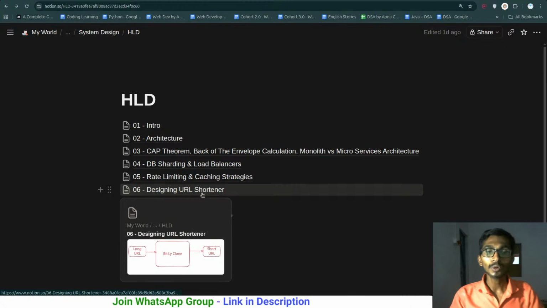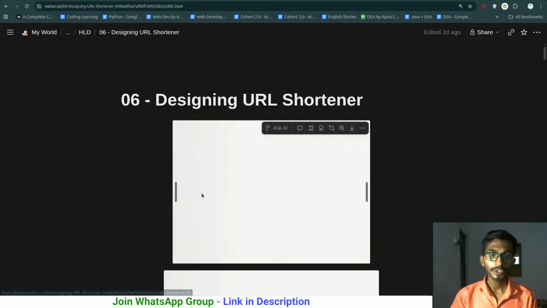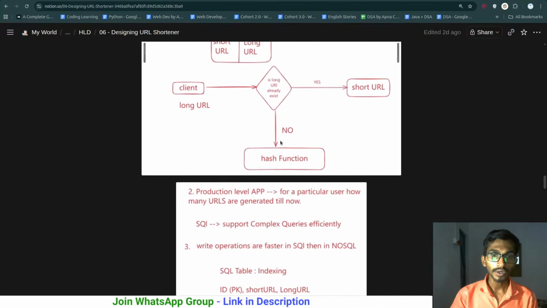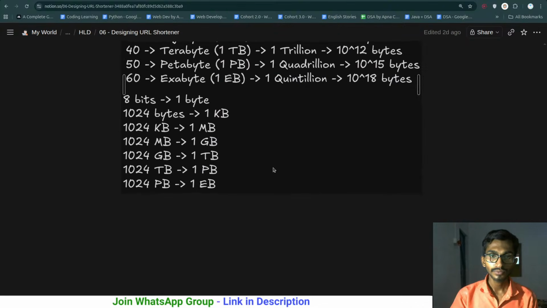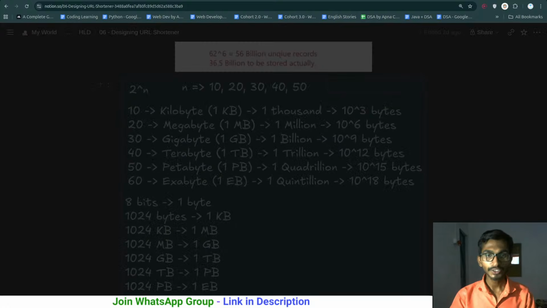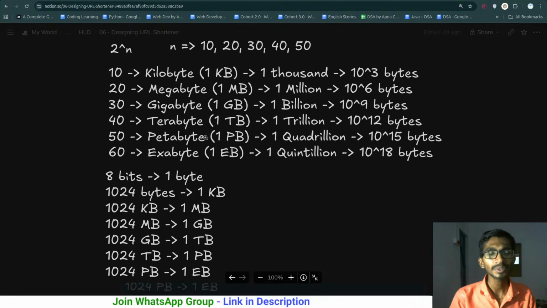Okay, then we talked about a URL shortener, in the sense of how you design an overall URL shortener. First of all, this is one of the most important things that you have to keep in mind. Having said that, let's talk about this. This is the most important thing, and the remaining things are fine.